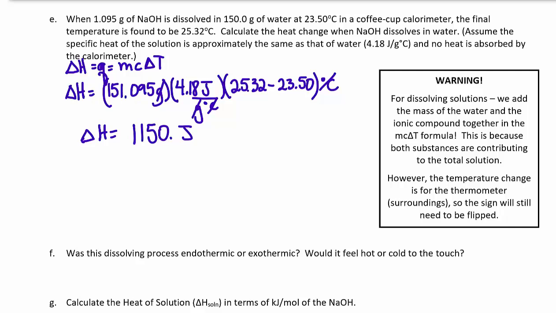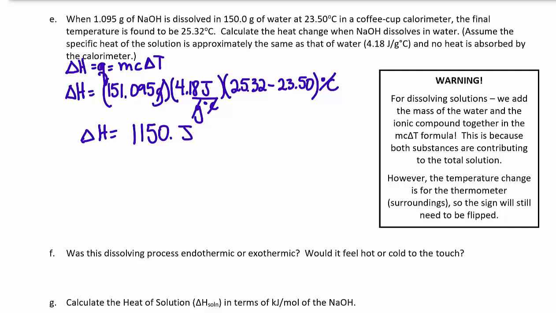Now let's think about this. We need to check and make sure our signs are okay. It says here that our solution gained 1,150 joules of heat. So if it gained heat, then that would mean that the temperature decreased. It shows here that we started out with 23.5 degrees C and it went to 25.32 degrees C. So our water actually heated up.